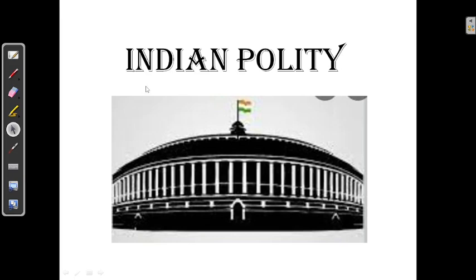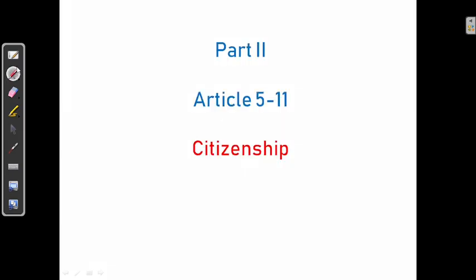Today we'll deal with the 6th chapter of Indian polity by M. Laxmikanth, that is citizenship. Article 5 to 11 under Part 2 of the Constitution deals with citizenship.